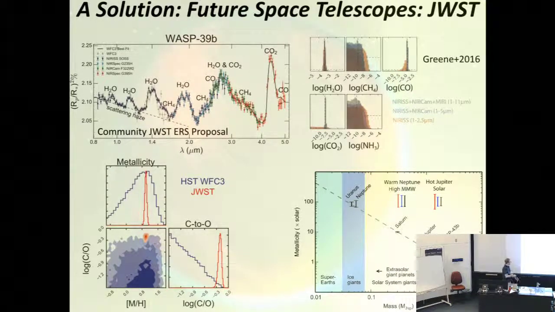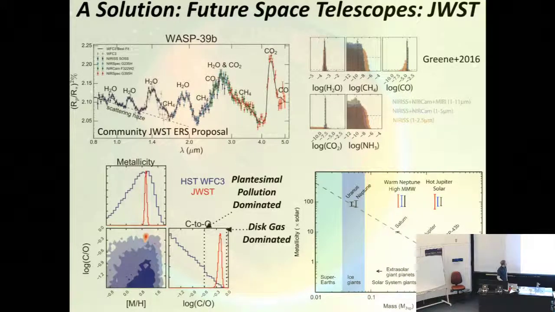People argue these days that even if you have a delta function constraint on the C to O ratio, planet formation theorists would not be able to agree upon what it's telling you. You can correct me, Andrew, but I think the C to O ratio is kind of a hard to interpret measurement. But at least in this case, we can start to differentiate between these two different hypotheses.